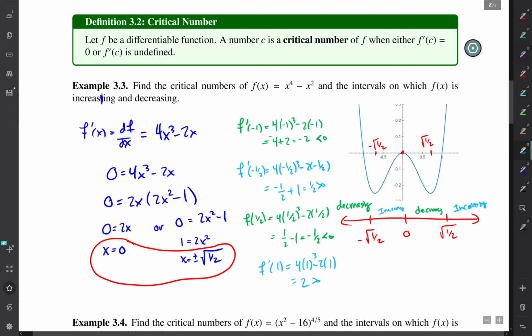So just to summarize, we have the function is decreasing on the interval from -infinity to negative square root of 1/2, union 0 to the square root of 1/2. And it's increasing from negative the square root of 1/2 to 0, union the square root of 1/2 to infinity.